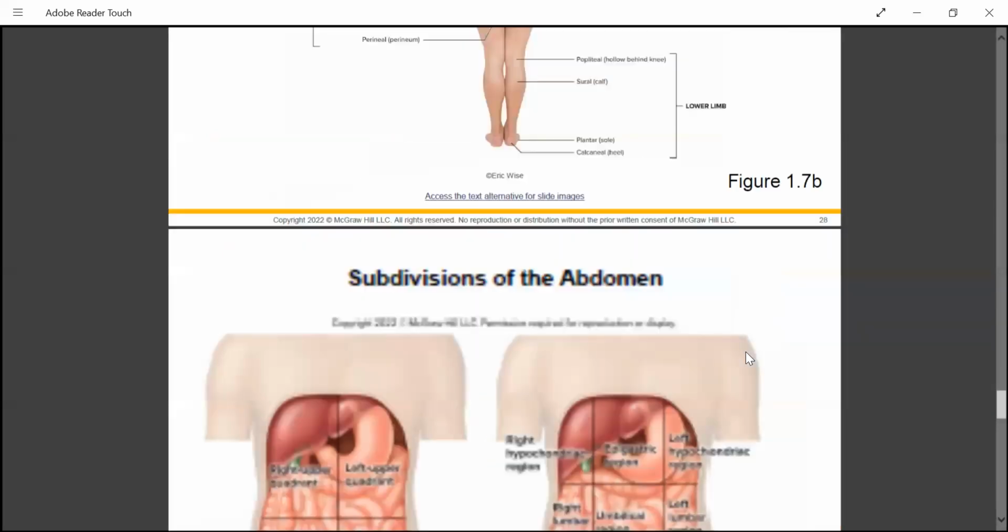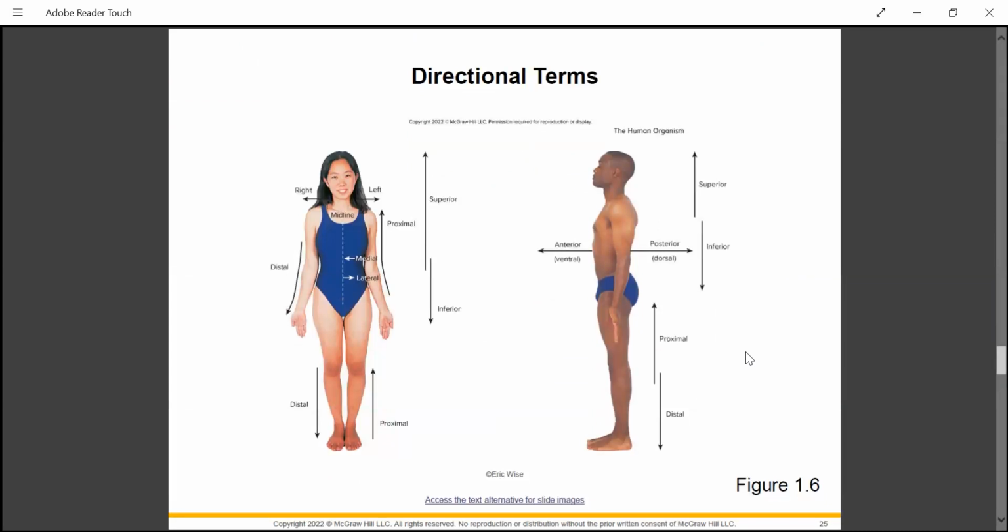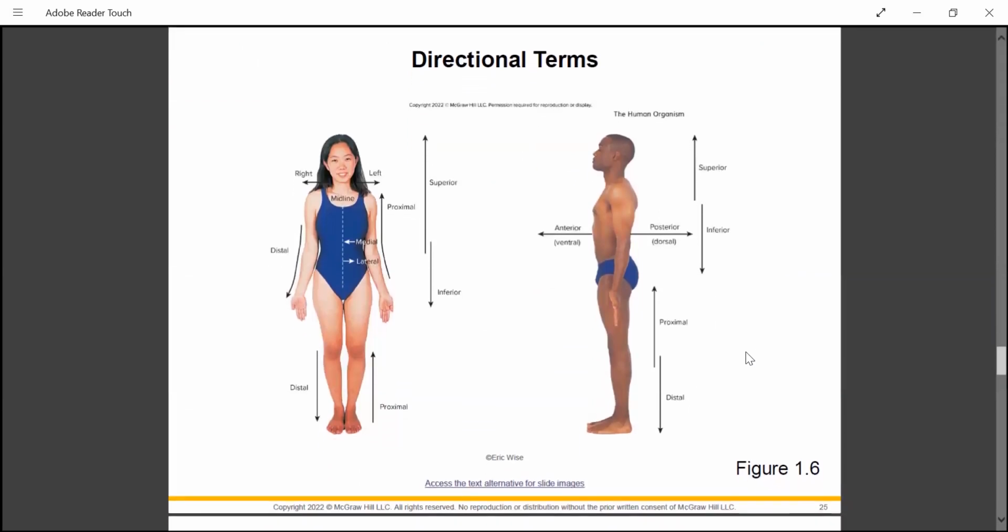This is a good time to go ahead and highlight the fact that we don't use the directional terms individually. So I can't just say the head is superior. When we use the directional terms, it tends to be comparison of two regions. So one example, the head is superior to the neck. I can't just say the head is superior. The head is superior to the neck, or the neck is inferior to the head.